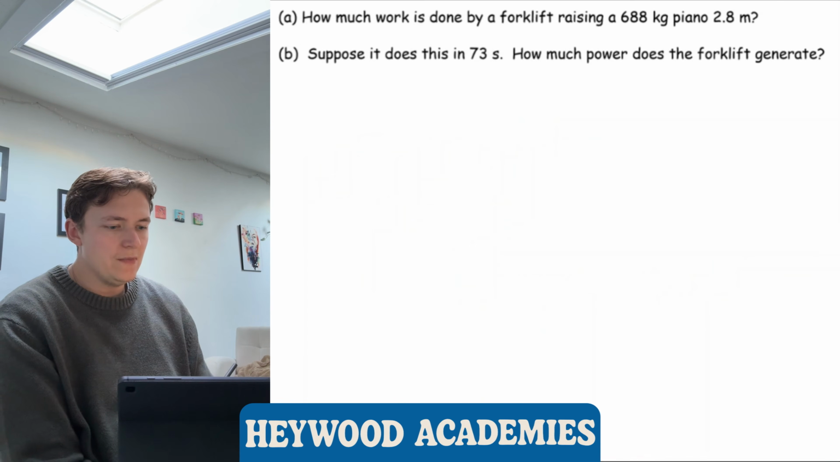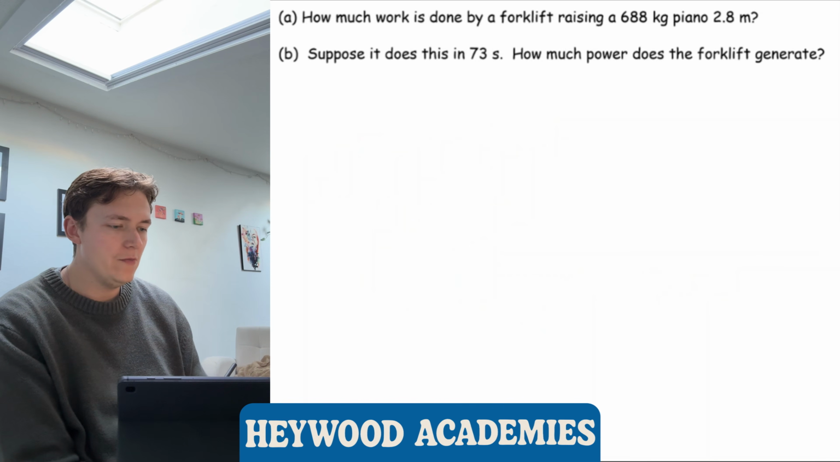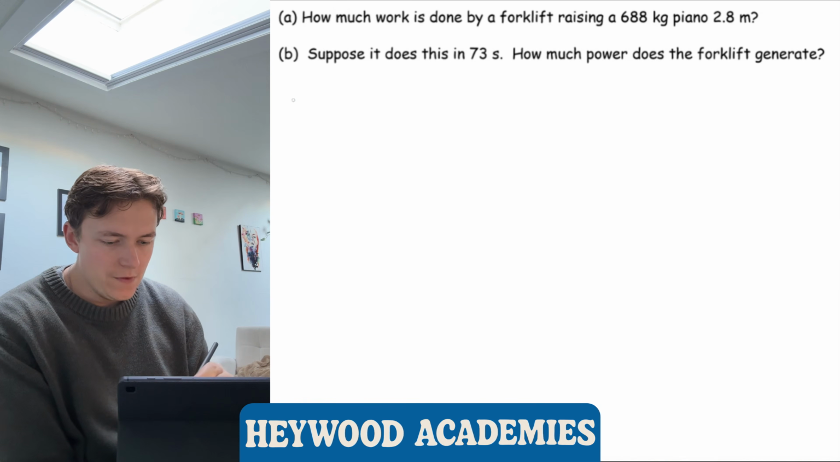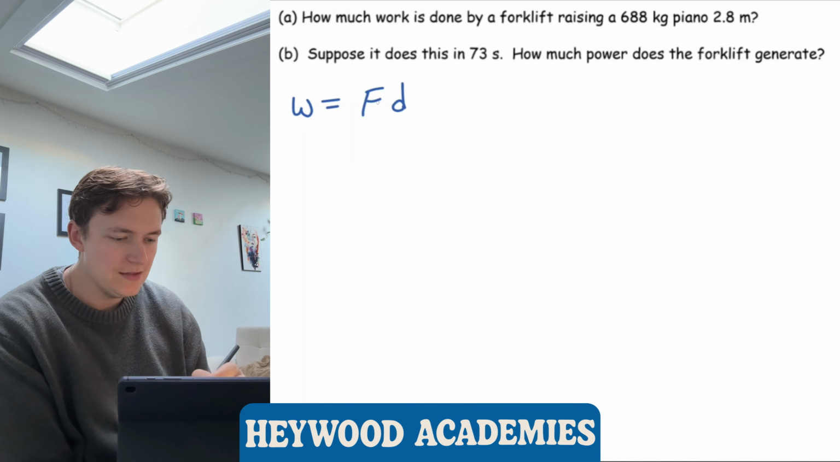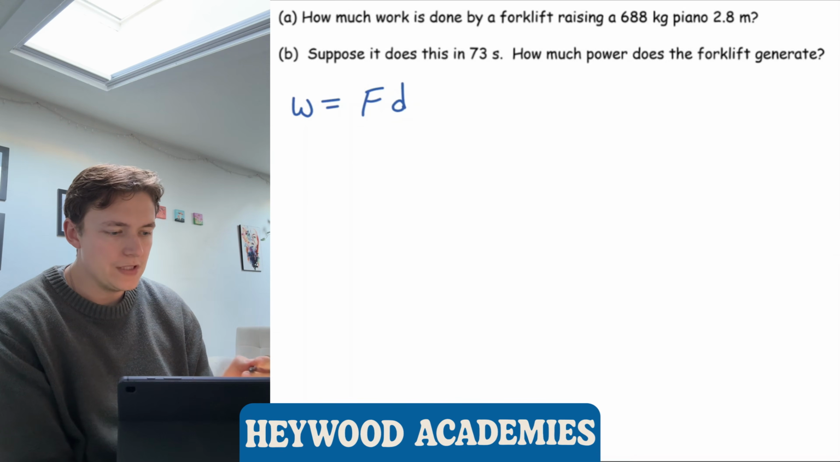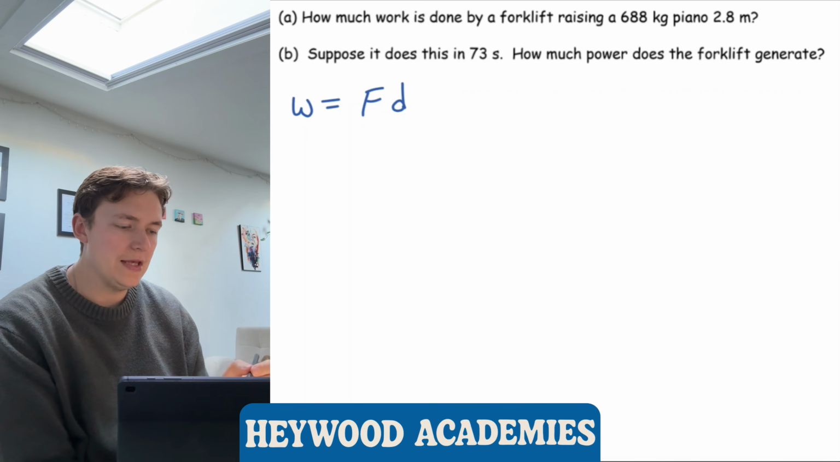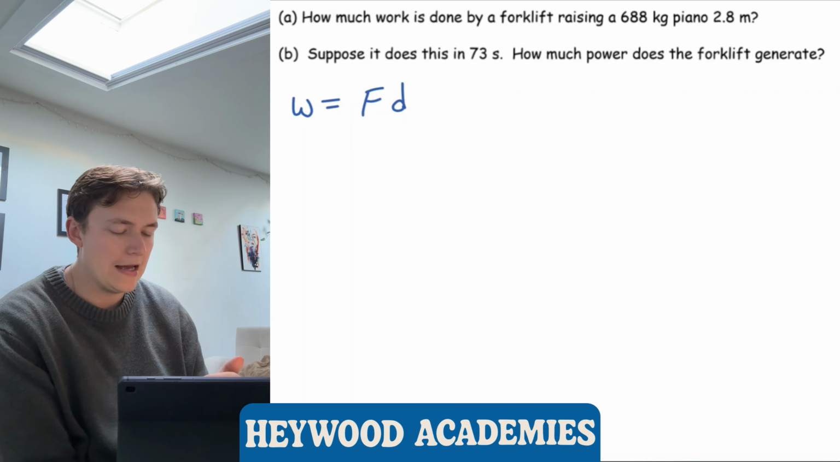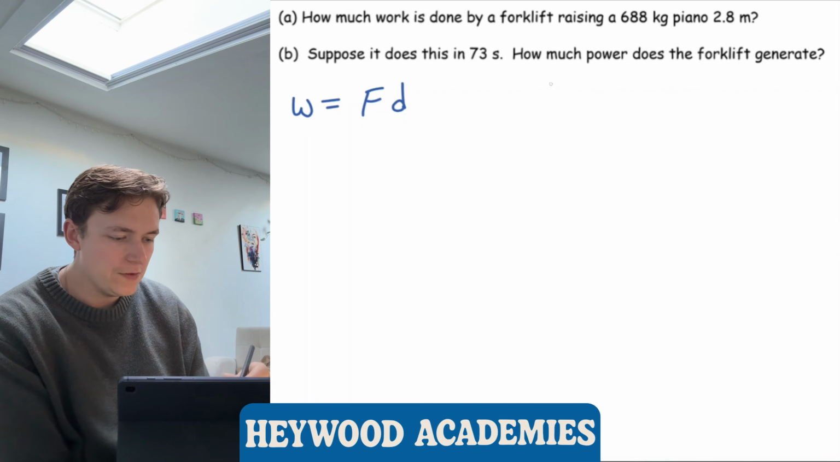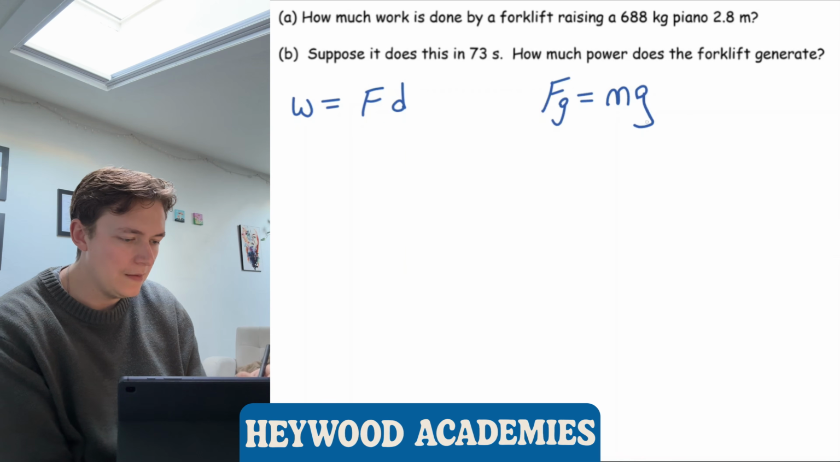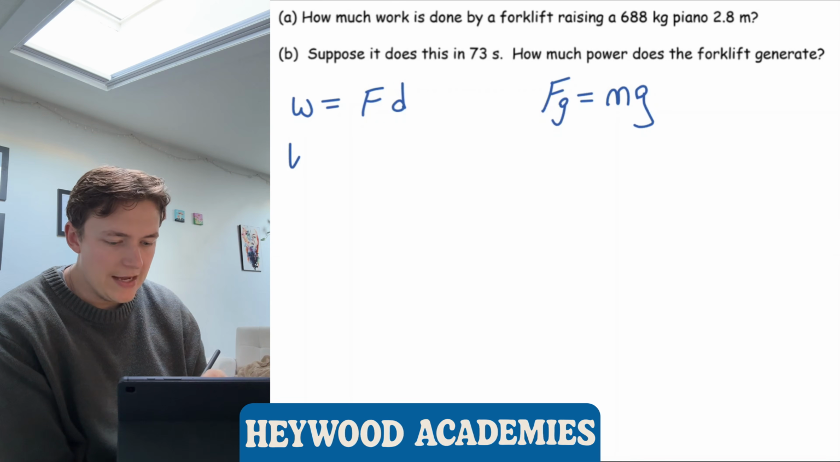How much work is done by a forklift raising a 688 kilogram piano by 2.8 meters? So we said from before that our work is equal to force times distance, but we don't have a force yet, so what we need to do is find the force from gravity from that piano, because that's the force that you would need to apply to lift it up. So the force due to gravity is mg, m times g. So we can go ahead and plug that into our equation.